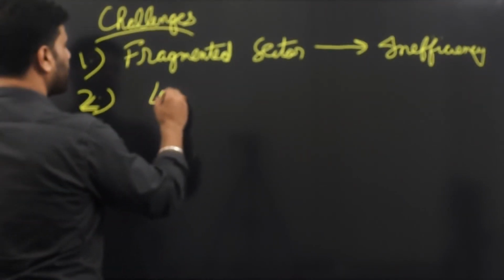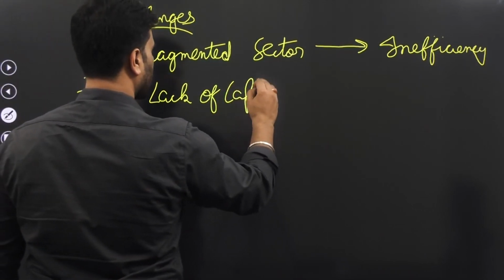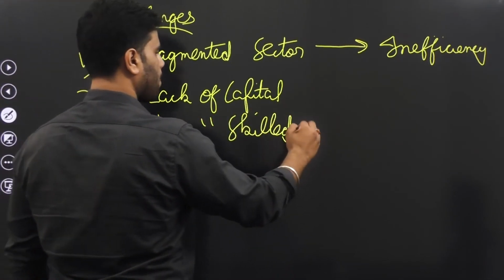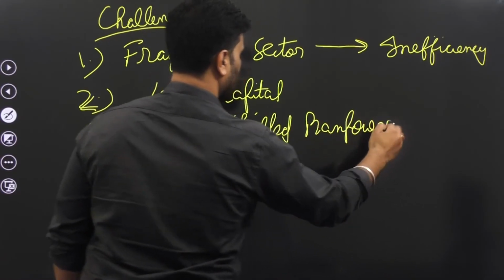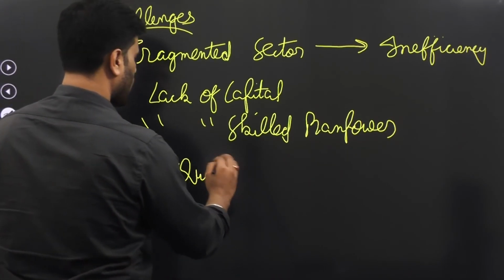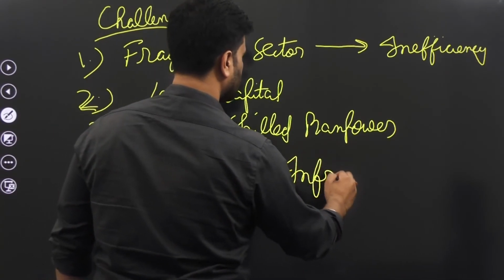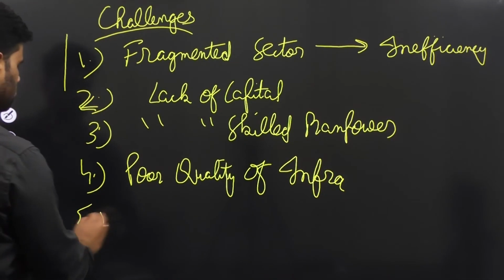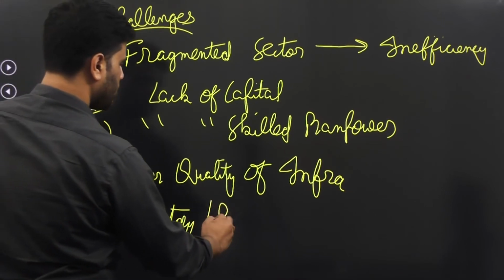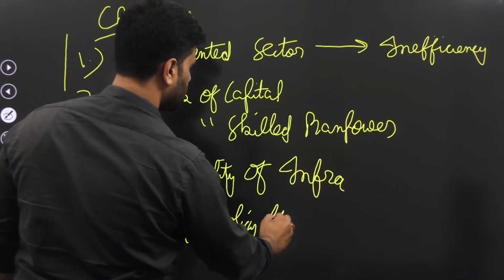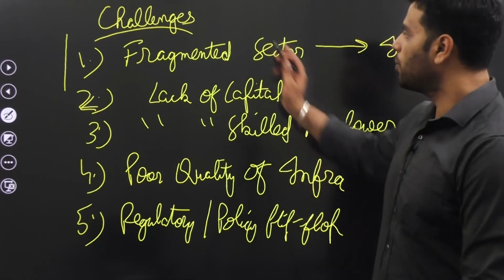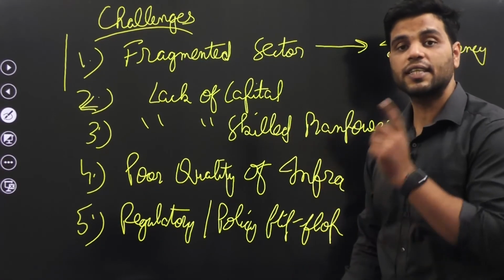then lack of capital, then lack of skilled manpower, poor quality of infra like roads, storage houses and all that stuff. So there are various other problems. Then regulatory problems, policy problems, government policy flip-flops. The government changes its policy quite frequently, right? So these are the challenges that the logistics sector in India faces.